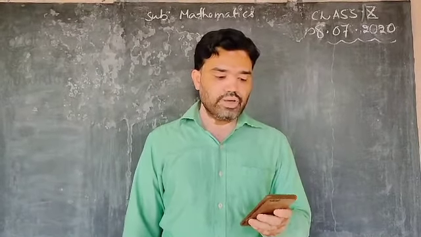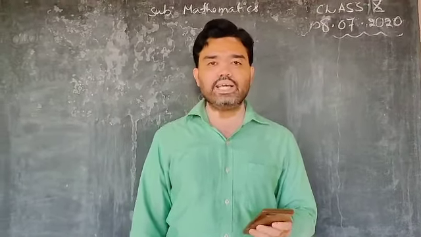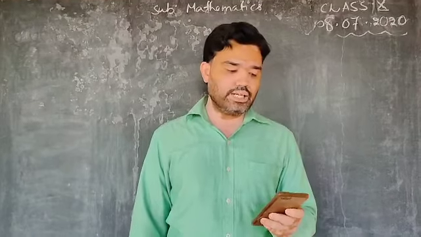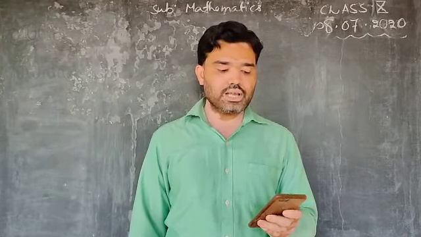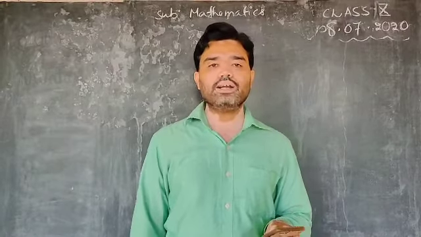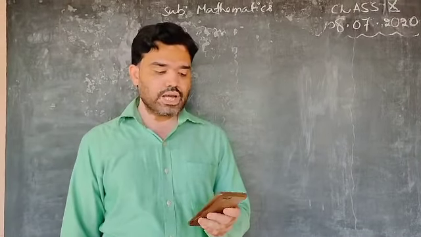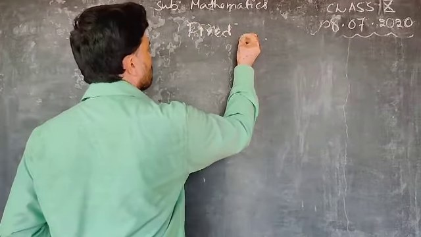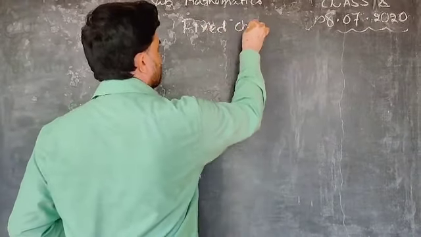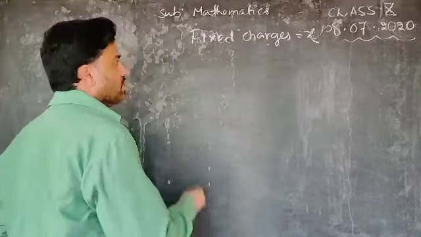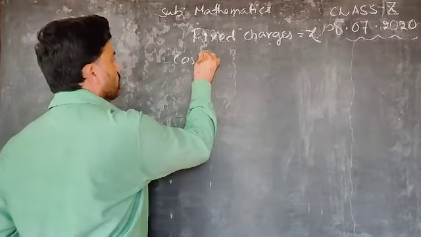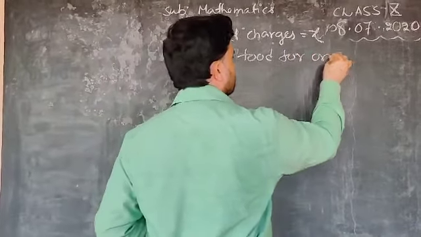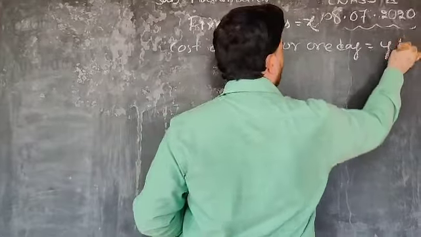Now, student A takes food for 20 days and the amount he has paid is 1000 rupees, whereas student B takes food for 26 days and he pays 1180 rupees. Find the fixed charges and the cost of food for one day. Let the fixed charges for a month be x rupees, and the cost of food for one day be y rupees.